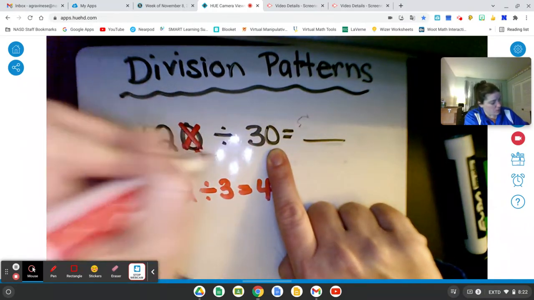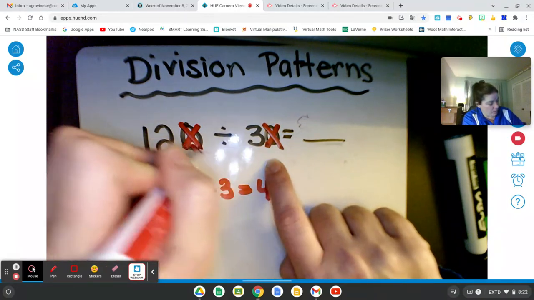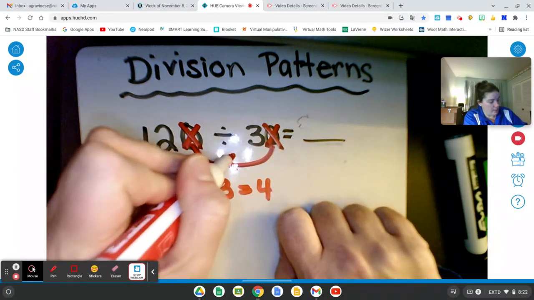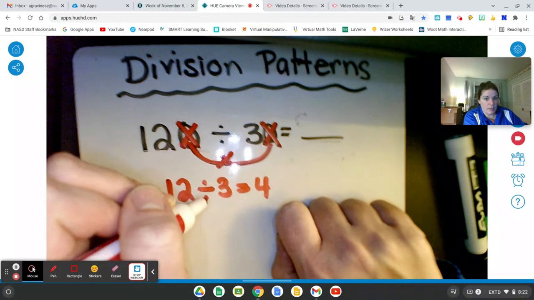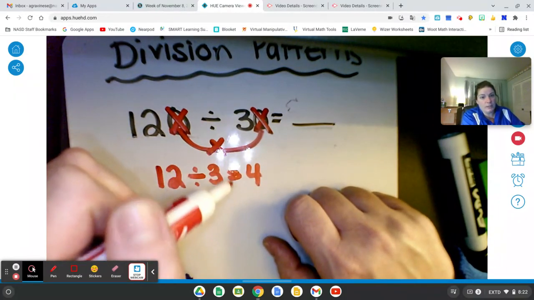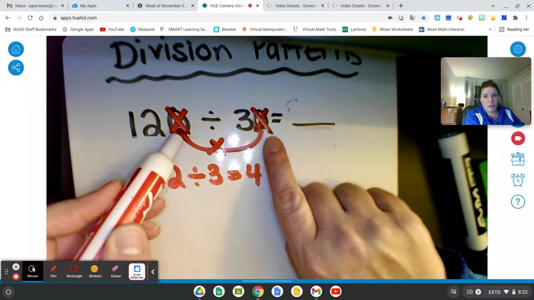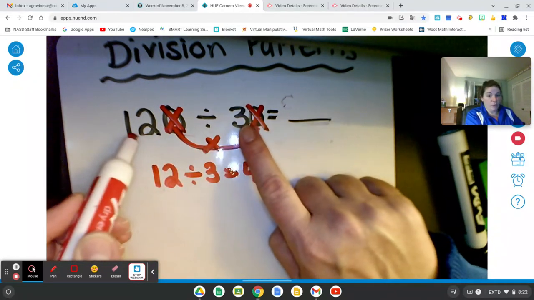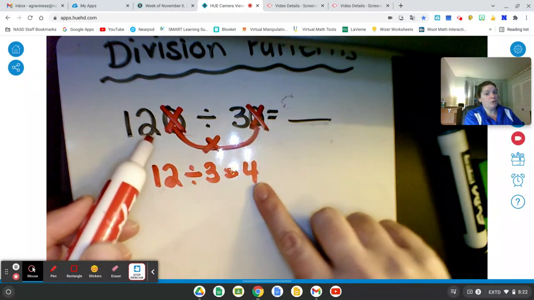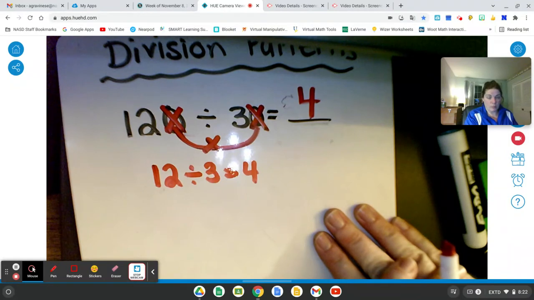So this 0 pairs up with that 0. Okay, they pair up and they cancel out. They go away. That x is not multiplication. That x is cancel out. Goodbye. And then look at what happens. These zeros canceled out. And we're left with 12 divided by 3, which we know equals 4. So my answer, or quotient, is 4.